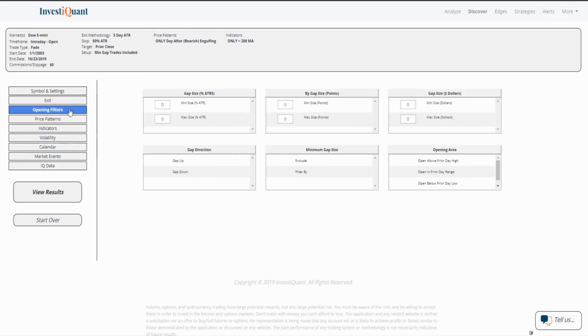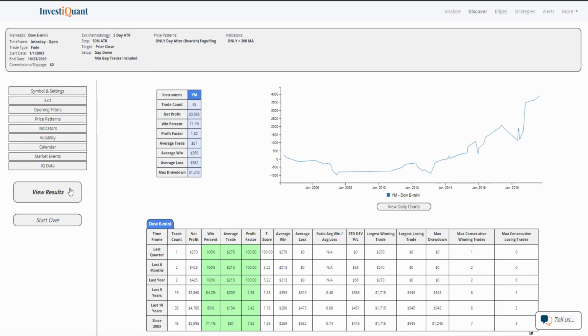And then I'm going to go to opening filters, and I'm going to make this a down gap. We're trading lower this morning. Plus, we know that this bias is to the long side, so that helps take advantage of that. And I am going to hit view results, and we'll be looking at a gap fade trade here based on the bearish engulfing pattern. And here we go.